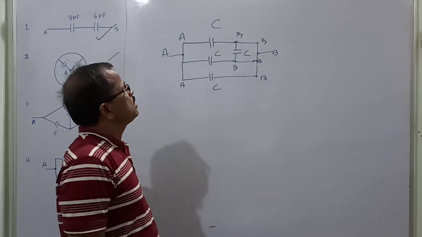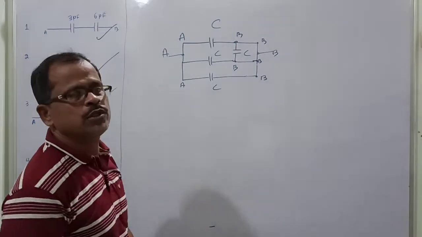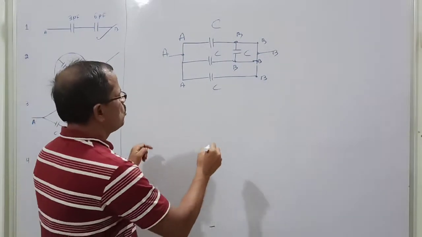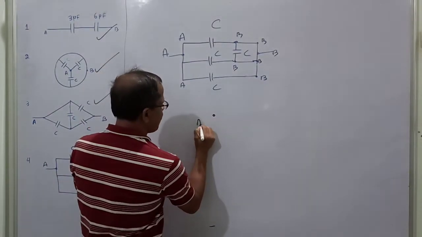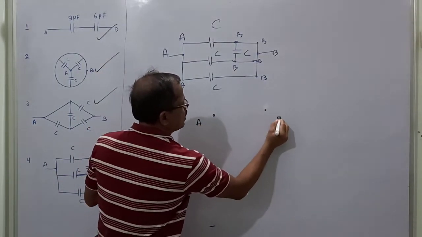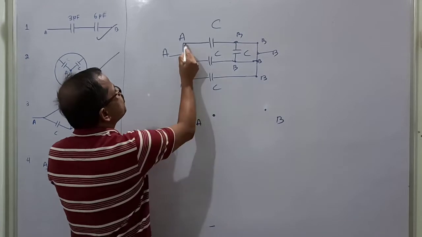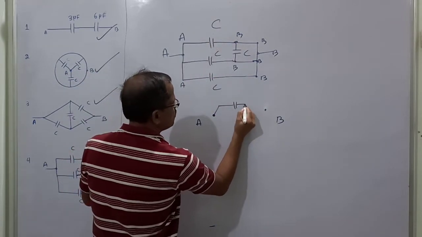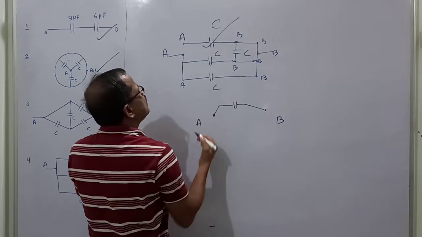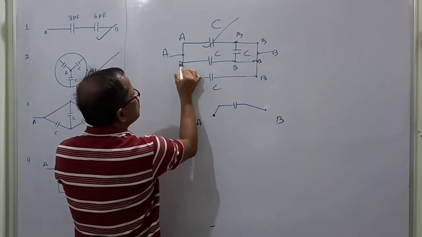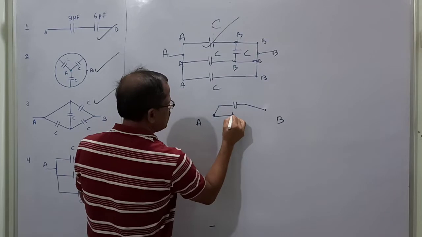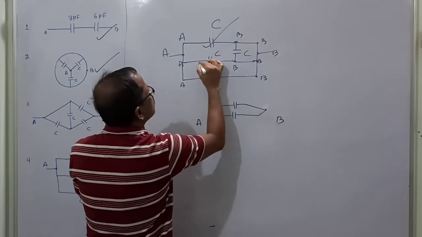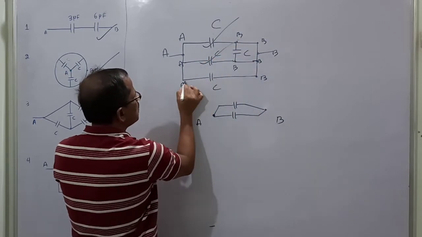So how many capacitors? 4. They are connected between which 2 points? A and B. So look here, one is A, another is B. Between the point A to B there is a capacitor. Let us connect A to B. This one. Another capacitor between A to B. Yes, connect A to B. Then this capacitor is again between A to B.